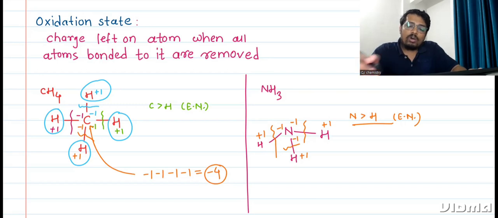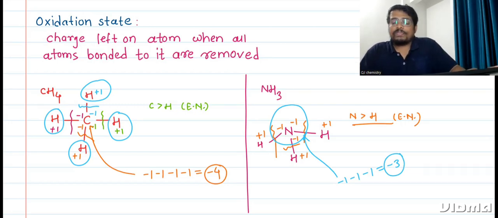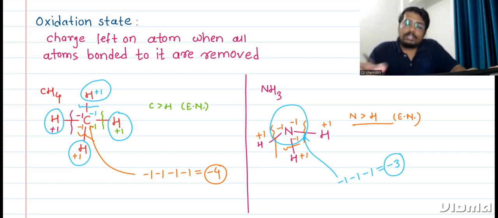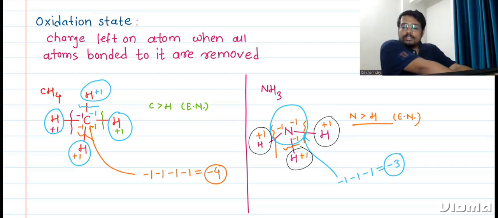So on dissociation of all these three bonds, the total charge left on nitrogen is -3. The sum of charges is -1, -1, -1, which is equal to -3. So -3 is the oxidation state of the central nitrogen atom. What is the oxidation state of hydrogen then? On each hydrogen, what is the oxidation state here? On each hydrogen, the charge is +1. So each hydrogen oxidation state is +1. Okay. Now let us take another example.